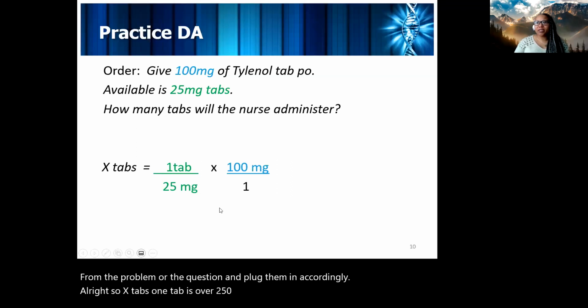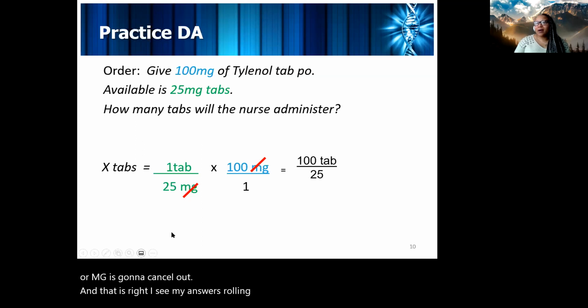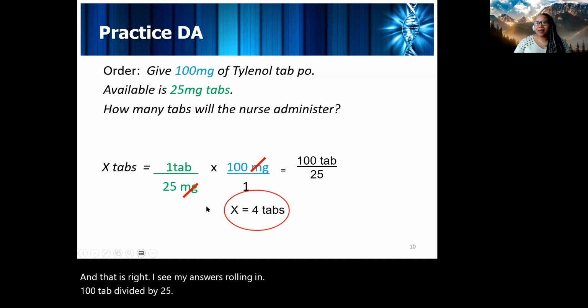What is ordered is 100 milligrams. Our milligrams is going to cancel out. And that is right. I see my answers rolling in. 100 divided by 25, and X is equal to 4 tabs. Very good.